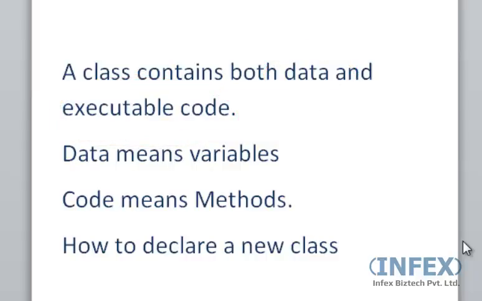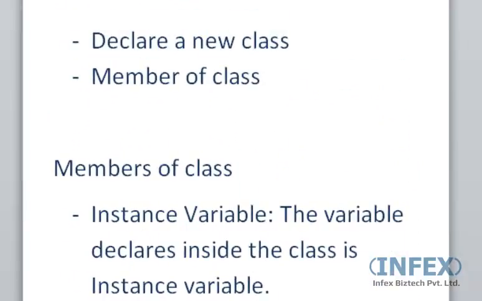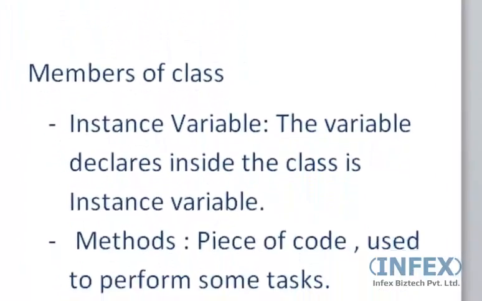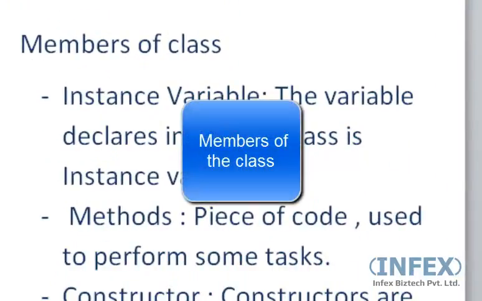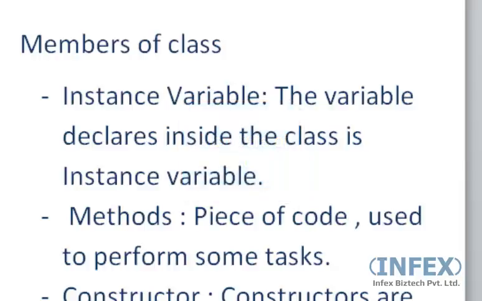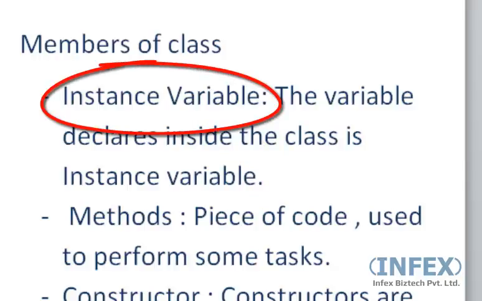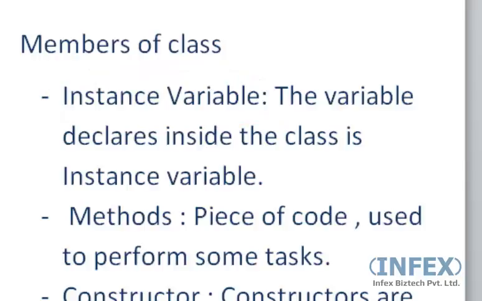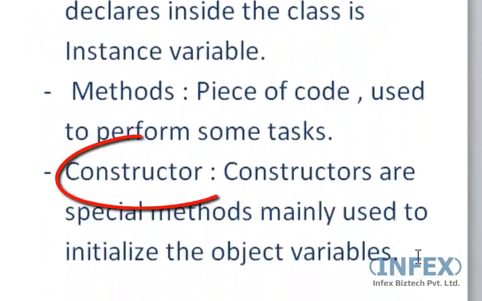Let's take a look at how to declare a new class. You should declare a class in a Java program. Members of a class are the most important part of the class, which contains variables, constructors and methods. Let's go through the members of a class. First of all, instance variable. The variable declared inside the class is called an instance variable. Methods. Constructor. Constructors are special methods mainly used to initialize the object variables.